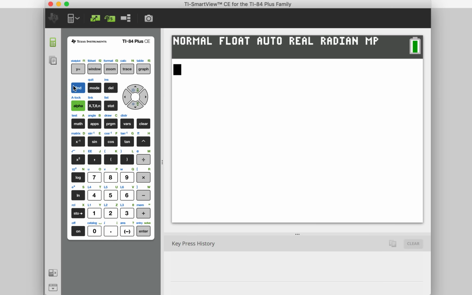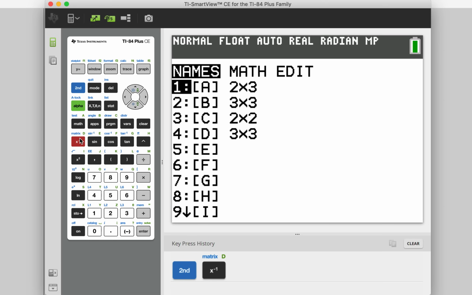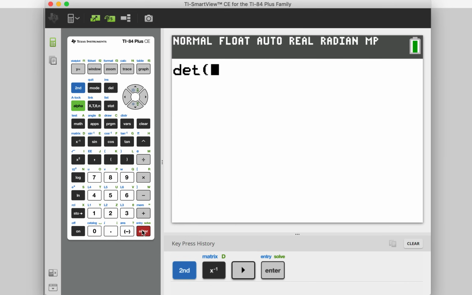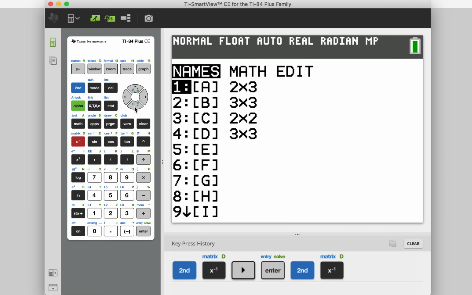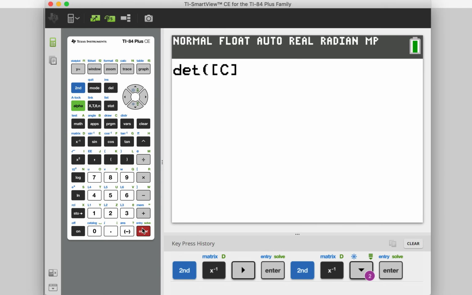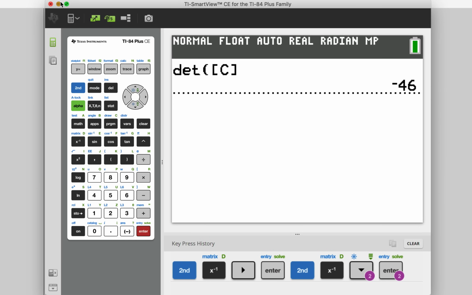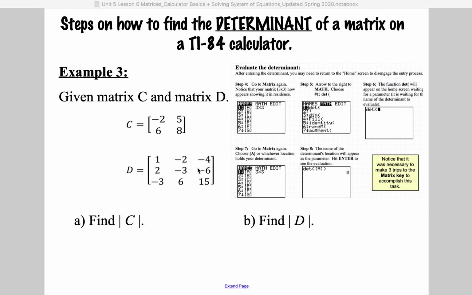To do this, we're going to go second matrix, over to math, so we would go over using the cursor, and then determinant. Hit enter, and then I'm going to grab the matrix I want to take the determinant of. I want to take it for matrix C, so I'm going to go back to my matrix menu, and then I'm going to actually use matrix C, and hit enter. And it tells me my determinant is -46. So the answer for this one is -46.